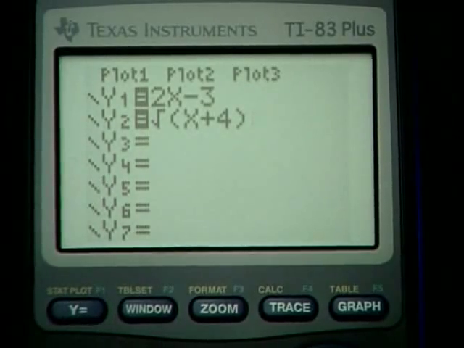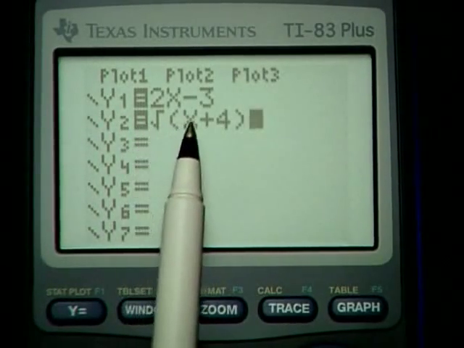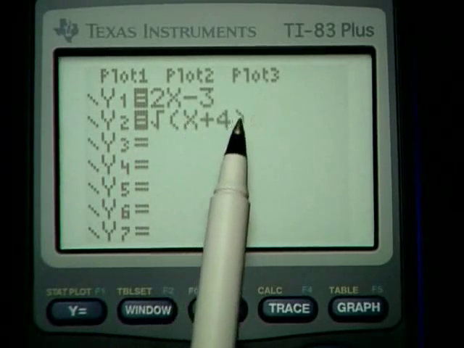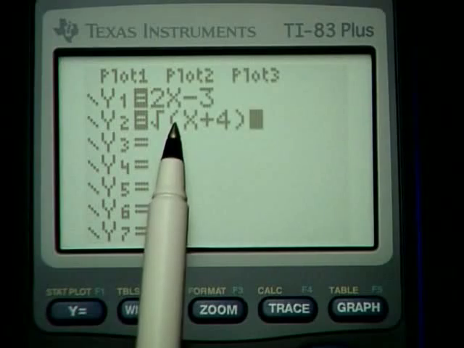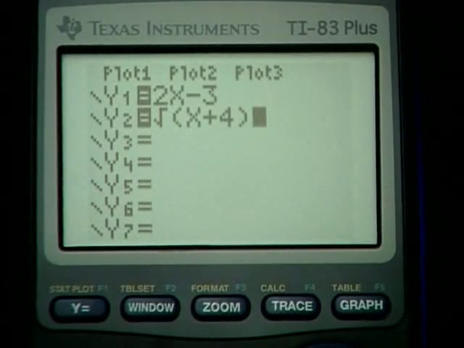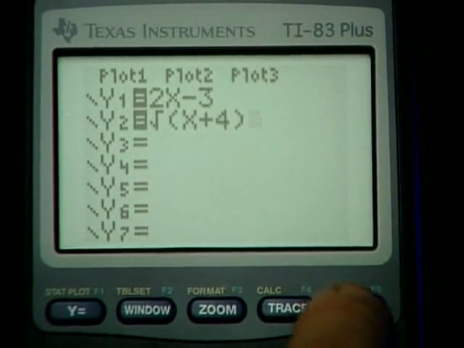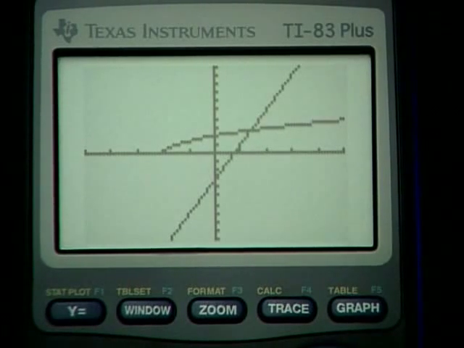Now, notice that the expression that appears under the radical needs to occur within a parenthesis here. On the TI-83 Plus, the opening of parenthesis is an automatic situation. On other calculators, it may not be. So make sure you have the item in parenthesis. Now I can press graph, and I have both graphs coming up on the screen at the same time.